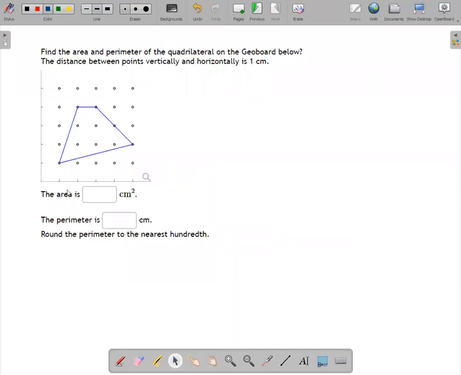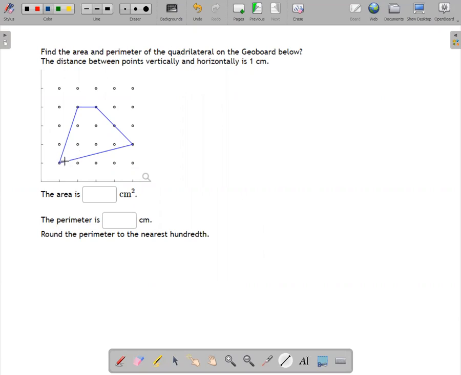So let's look at the area first. Looking at this shape on its own, I don't see an easy way to get its area. It's a quadrilateral, but it doesn't have any parallel sides, so it's not a parallelogram, it's not a trapezoid. It's just a cute quadrilateral.